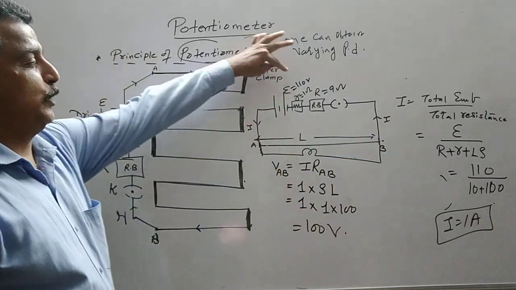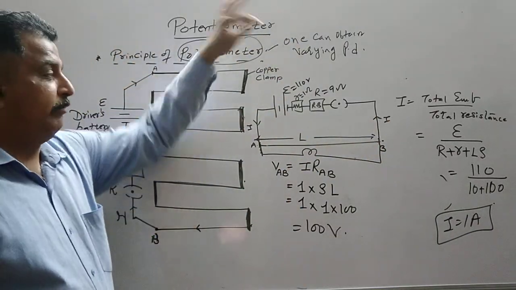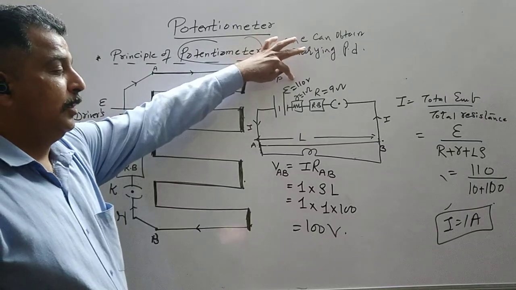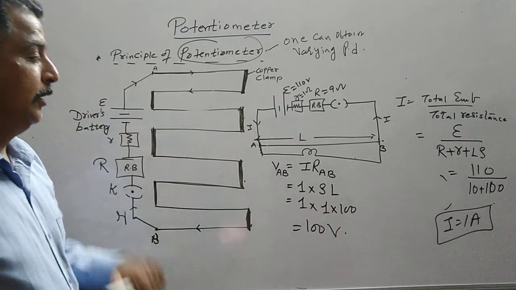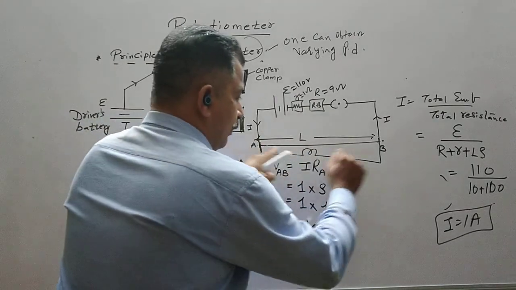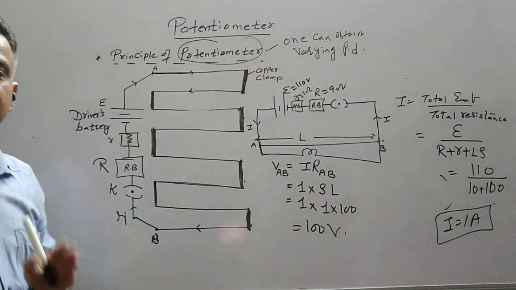So driver battery is 110 volt. Driver battery is 110 volt, but I will get 100 volt here if I connect the two ends of the bulb at point A and B.